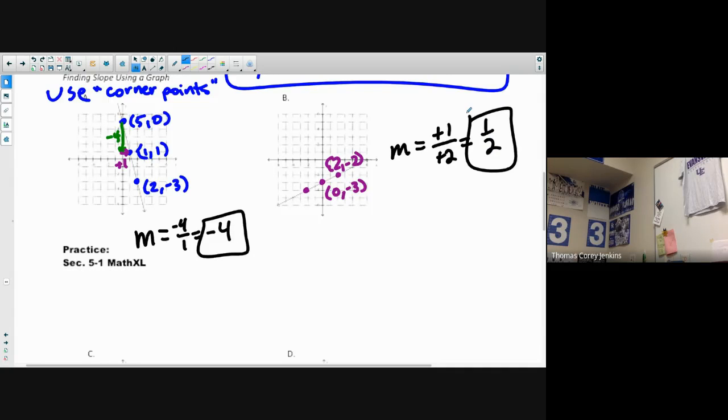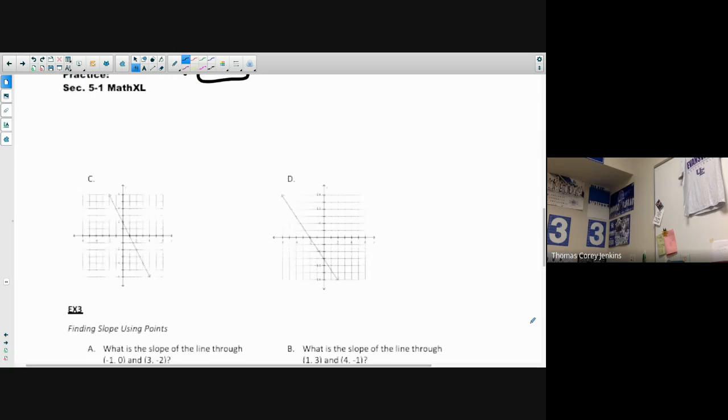All right, and another question I get sometimes: how do you know which 2 to use? The answer is it doesn't matter. Say I go from here to here. That'd be rise 2, run 4. So 2 over 4 would also be 1/2, right? So they will all kind of reduce to the same thing. C and D, I'm going to leave for you.